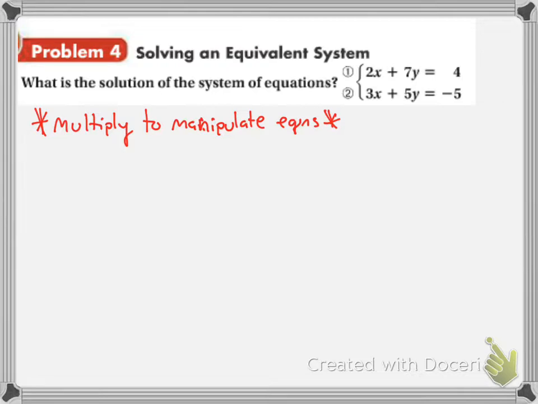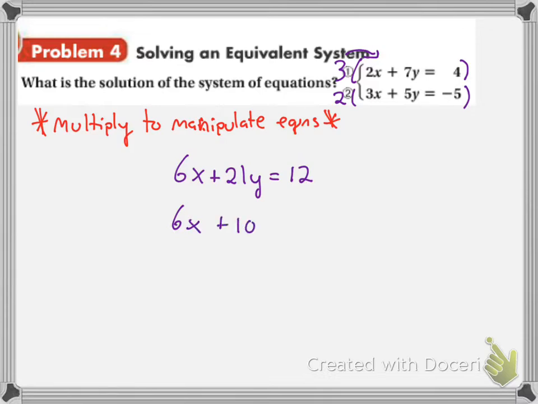When I'm looking at this 2 and 3, if I multiply the top equation by 3 and the bottom equation by 2, I'll get 6x on top and 6x on the bottom. So that will get my equations to match up. The key here is you have to multiply it to everything in that equation to keep it an equivalent equation. So I'm going to multiply the 3 to everything. My top equation is now going to be 6x plus 21y equals 12. My bottom equation is going to be 6x plus 10y equals negative 10.